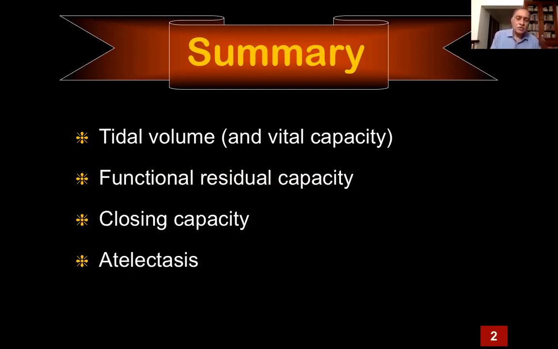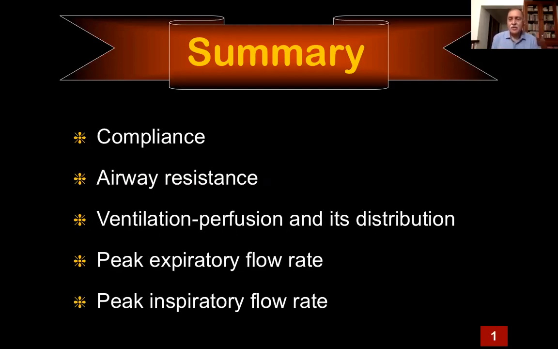We also talked about the relationship between functional residual capacity, closing capacity, and residual volume. And we said that when the closing capacity increases in certain situations, it predisposes to atelectasis. We talked about two of the mechanisms by which we can overcome this atelectasis, which were the use of PEEP and the use of recruitment maneuvers. We defined compliance and airway resistance, and we looked at ventilation perfusion ratio and how it affects gas absorption at the level of the alveoli.